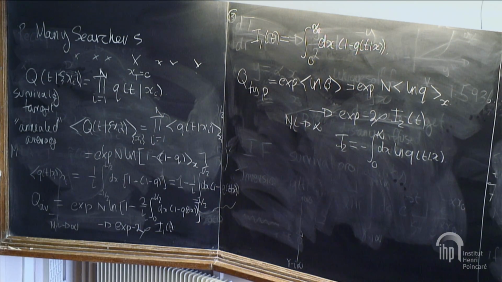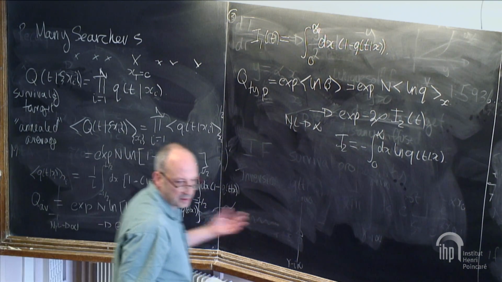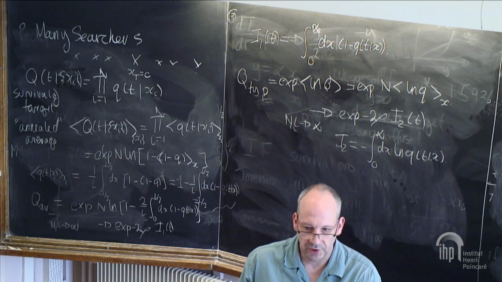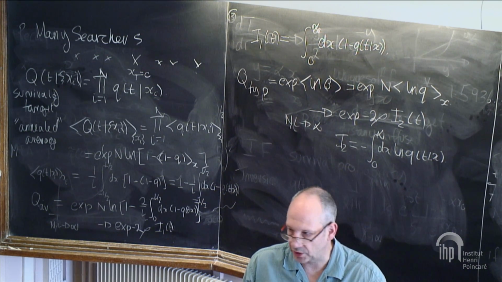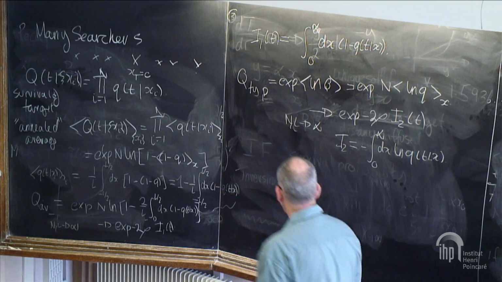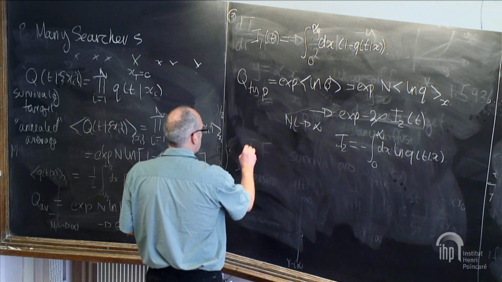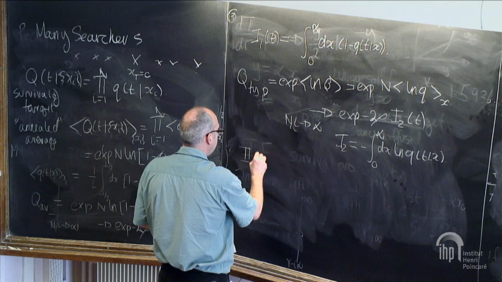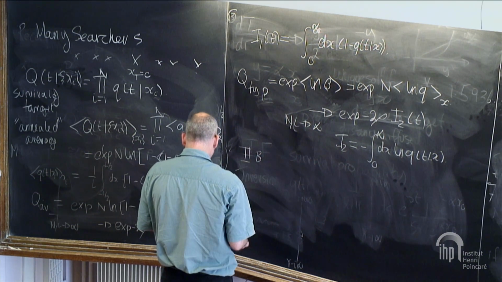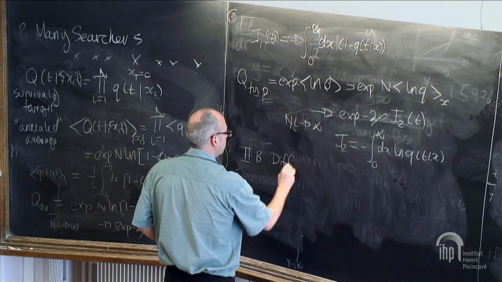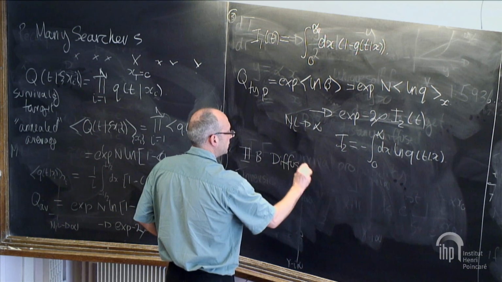So first of all, let me consider a well-studied problem where the searchers are just diffusing particles, so no resetting. Let's consider the limit of no resetting. So that was all the first part of 2. That should have been 2a. So now 2b. Let's consider the case of diffusive searchers.